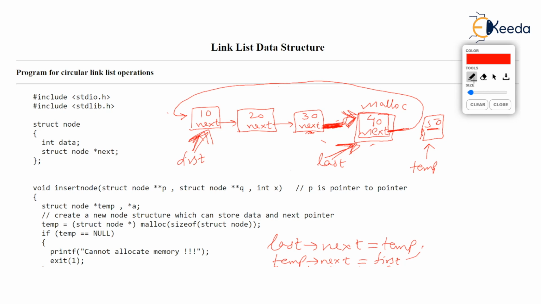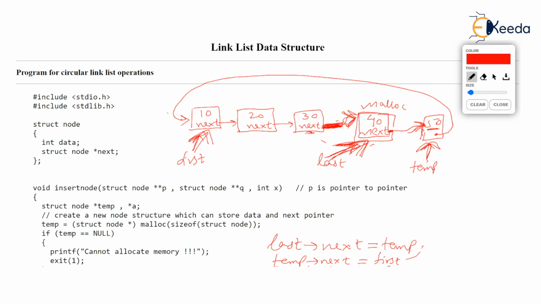Last arrow next should point wherever temp points. That means last arrow next will discontinue to point to first, but last arrow next is going to point wherever temp is pointing. And temp arrow next, observe this, the new node's next will point wherever first is pointing. So temp arrow next will become equal to first.